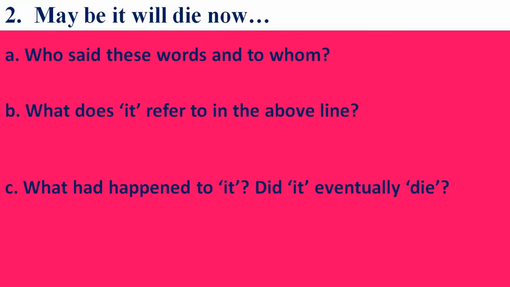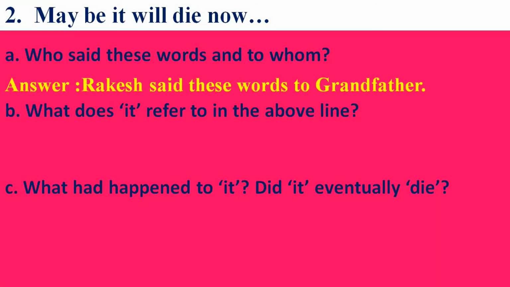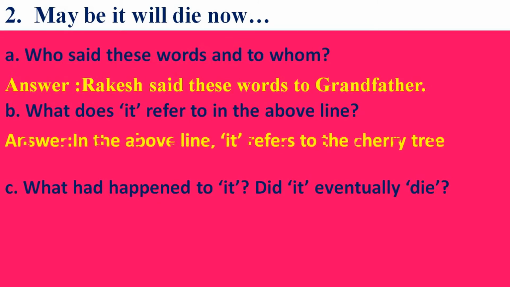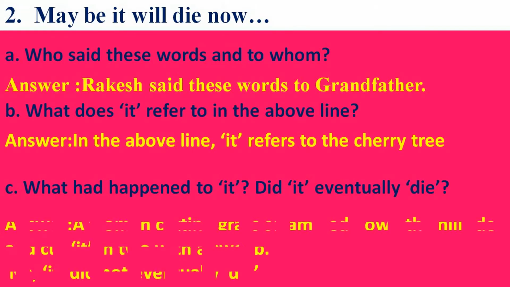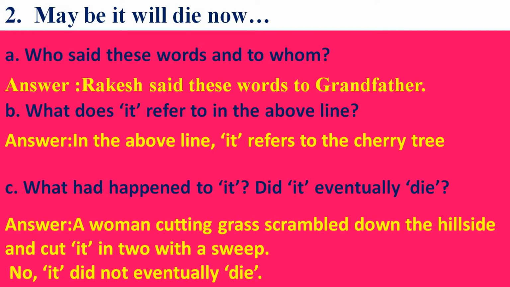Who said these words and to whom? Answer is, Rakesh said these words to grandfather. What does it refer to in the above line? Answer is, in the above line it refers to the cherry tree. What had happened to it? Did it eventually die? Answer is, a woman cutting grasses scrambled down the hillside and cut it in two with a sweep. No, it did not eventually die.